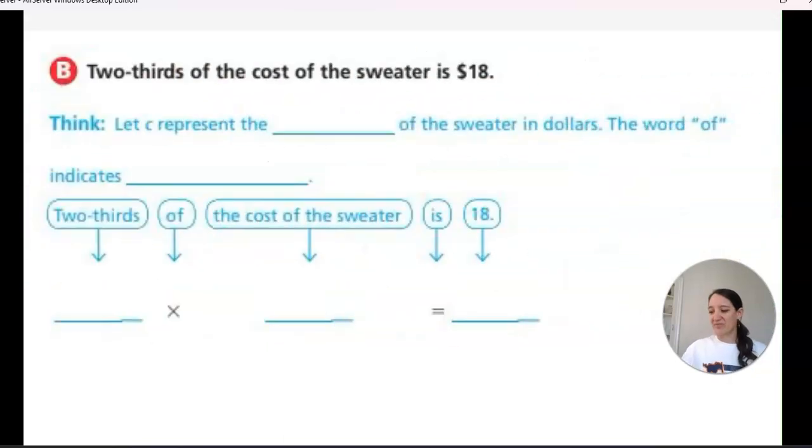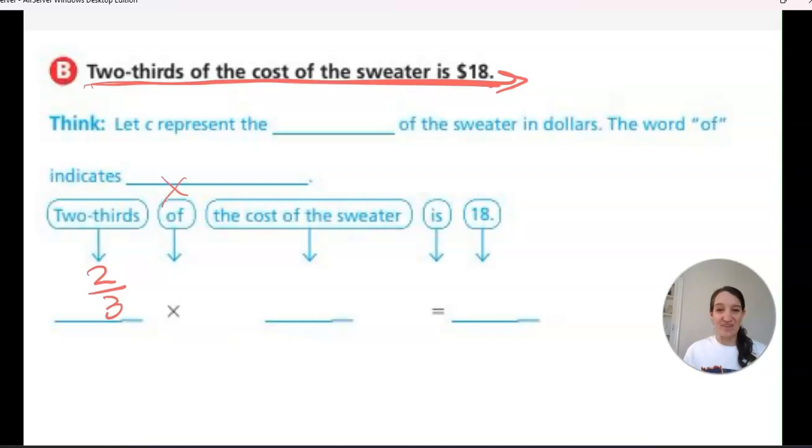Okay? Now, what if we have 2/3 of the cost of the sweater is $18? Well, let's just read it from left to right and translate it as we go. 2/3 of is a keyword for times. The cost of the sweater, we don't know the cost of the sweater, so we're going to keep it a C or an X or a Z or whatever. But then we have that it is 18. Okay, so that's basically what we're doing today. We're translating from English, from a word sentence, to a math sentence, aka a math equation.